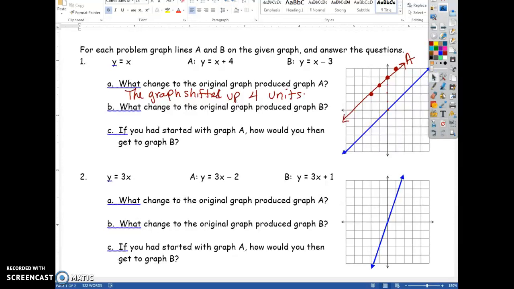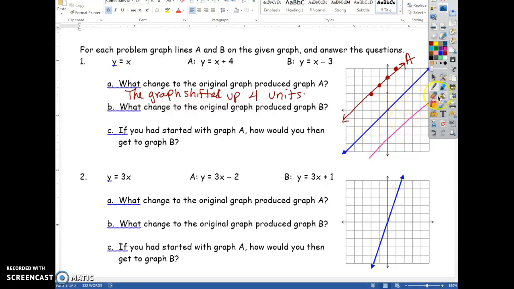When you get to letter C, it says, if you had started with graph A, how would you then get to graph B? So let's say this is graph A, and let's say my graph B is somewhere down here. How did you get from graph A to graph B? Okay, you would either write shifted up or shifted down, and how many units.